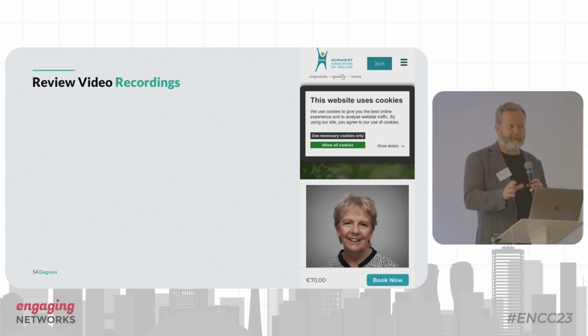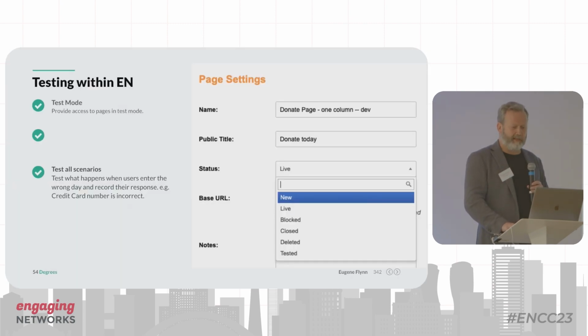But I actually missed that the first time around myself because I went to the home page, got rid of the cookies, and I wasn't seeing it on the landing page. User testing and engaging networks.